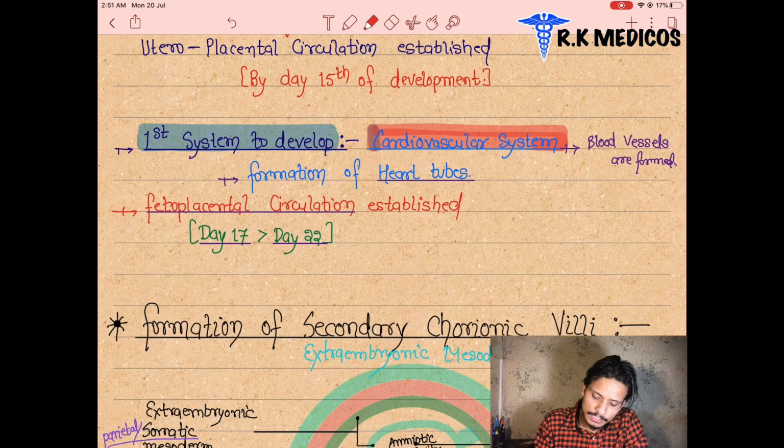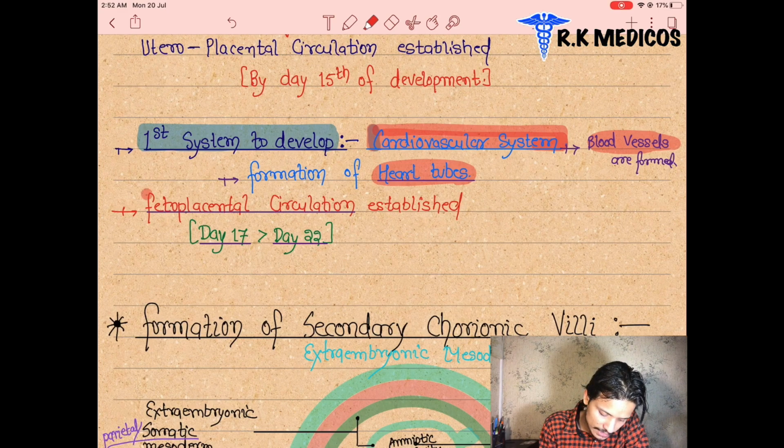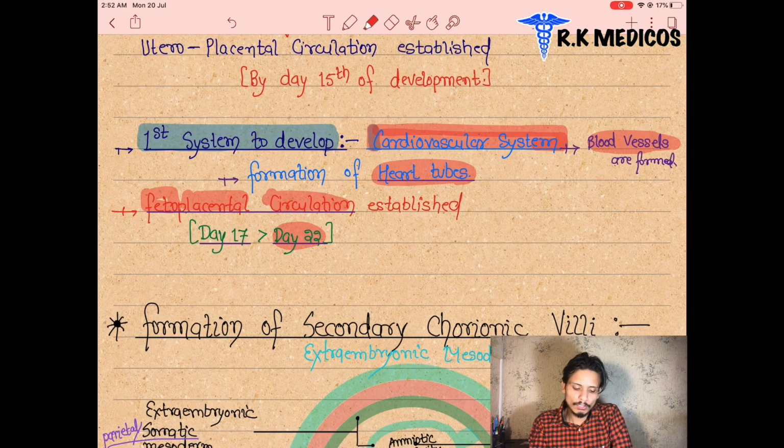the cardiovascular system, blood vessels are also formed. The heart is not totally formed; heart tubes are formed. There is the formation of heart tubes in the first developing system, and after the formation of heart tubes and the cardiovascular system, feto-placental circulation is established on the 22nd day. This circulation, which one?